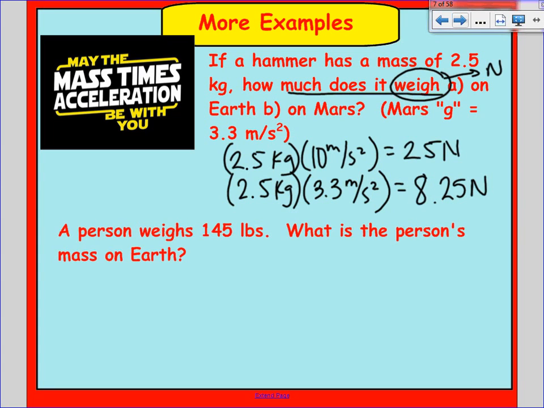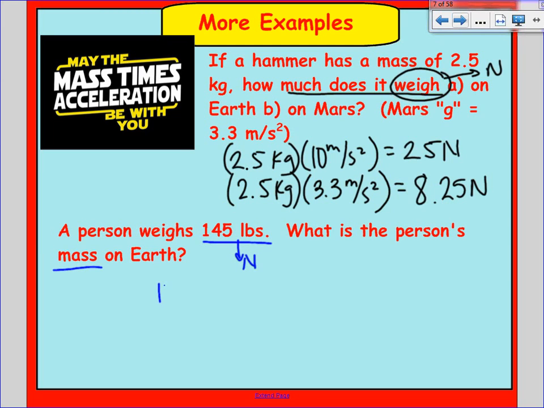Finally, let's do one more. A person weighs 145 pounds. What is the person's mass on Earth? In this case, we're having to work backwards. Notice it gives you a force, in pounds, of 145 pounds. It wants to know what is the mass on Earth. In order to even get to mass, we need to be in newtons first.